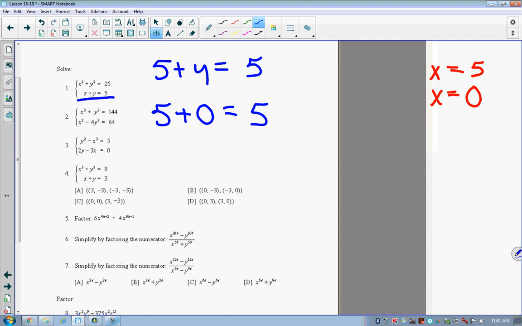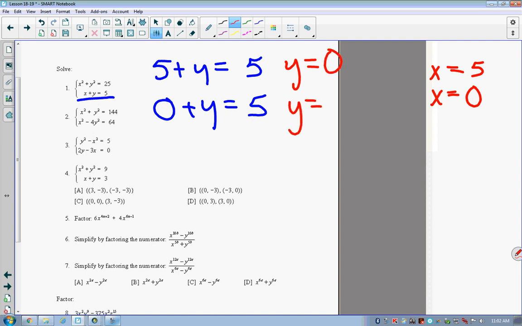Or I'm sorry, 0 plus y equals 5. Okay? Well, up here, what does y equal whenever x equals 5? 0. And what does y equal here whenever x equals 0? 5. So my two sets of coordinates are 5 for my x and 0 for my y, and 0 for my x and 5 for my y. Those are my two coordinates, 0, 5 or 5, 0.